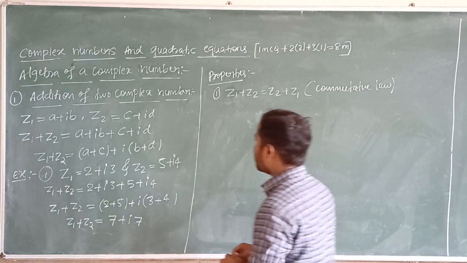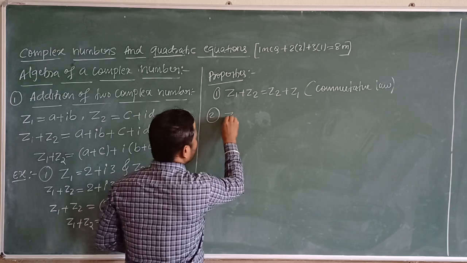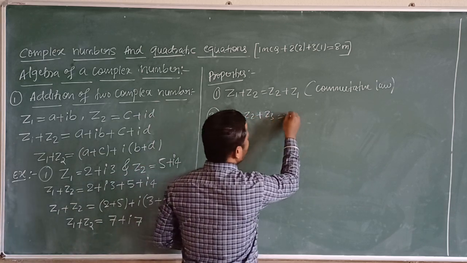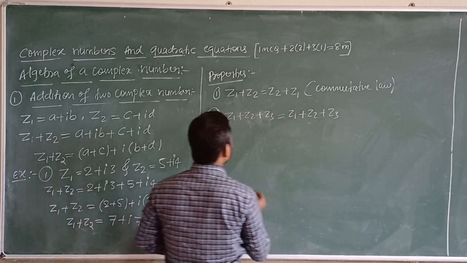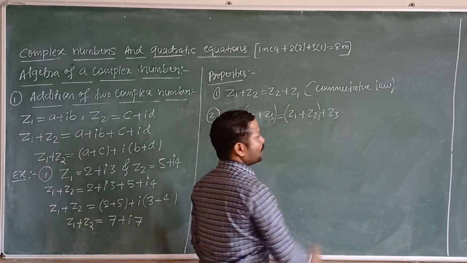Okay, then take the second one: z1 plus (z2 plus z3) is equal to (z1 plus z2) plus z3. Group them: here the last two terms are grouped, and there the first two terms are grouped.